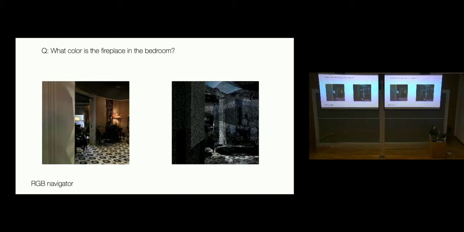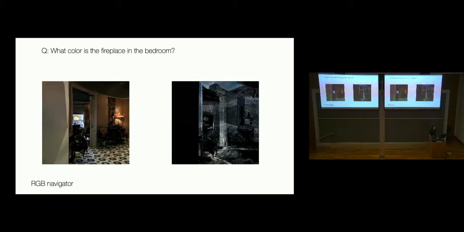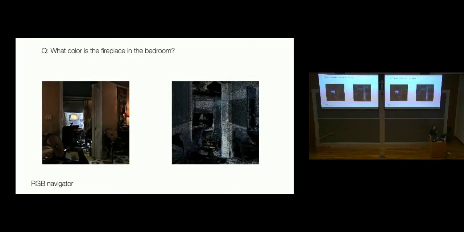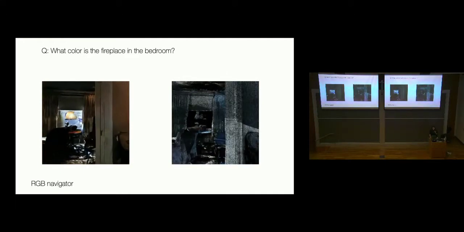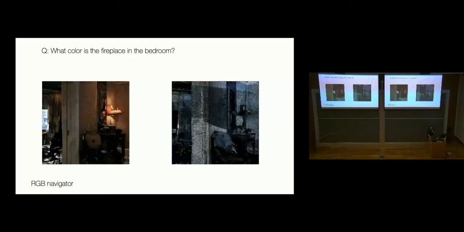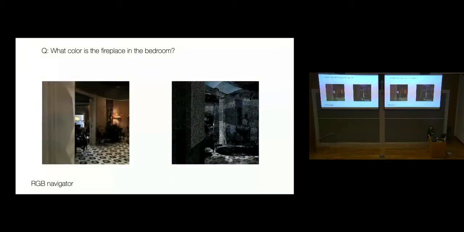For example, if you merely look at an RGB navigator, for a question like what color is the fireplace in the bedroom, it will have a really hard time learning to avoid obstacles. Remember that we don't have infinite data. The data here is very small, only 60 scenes per training. And so merely trying to make free space prediction based on RGB is going to be very hard.